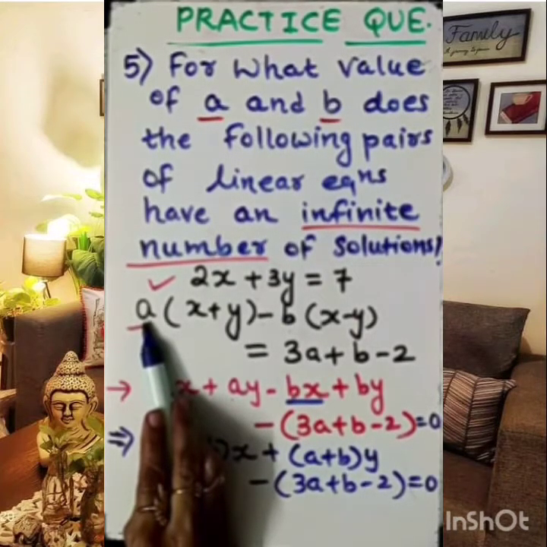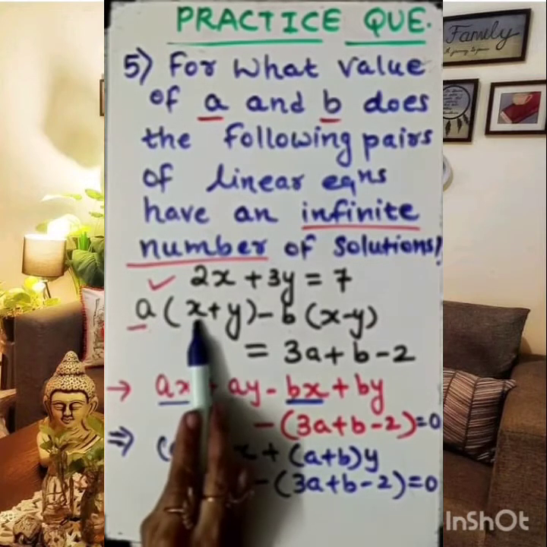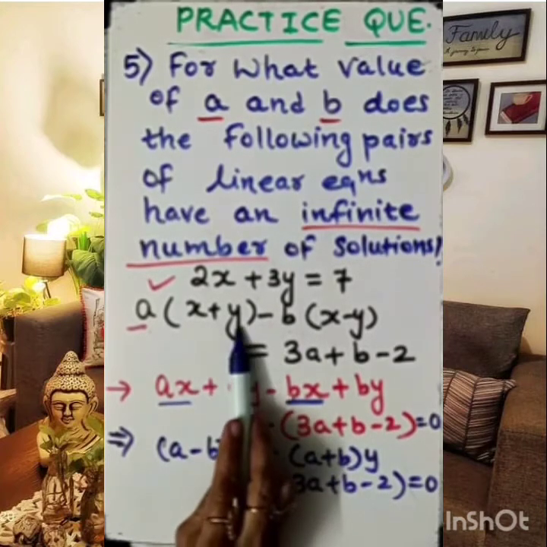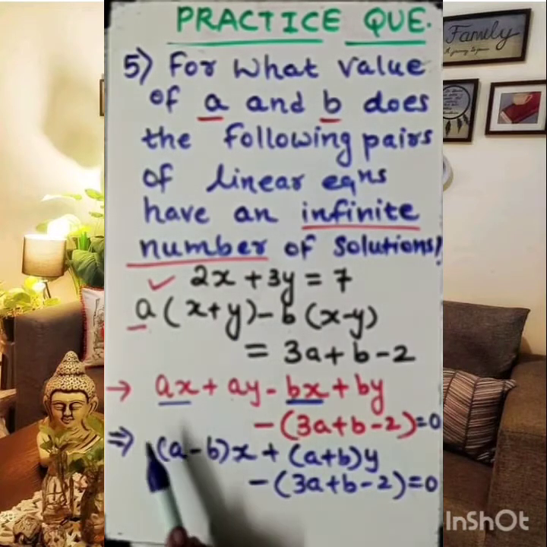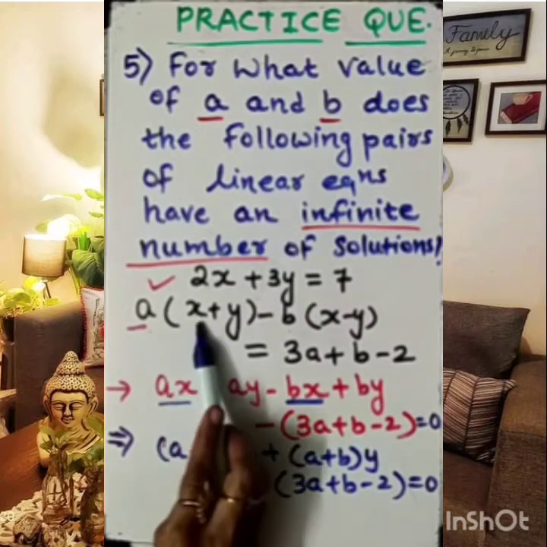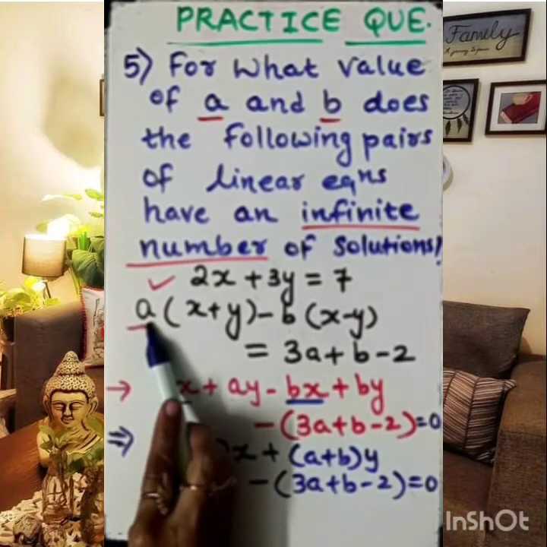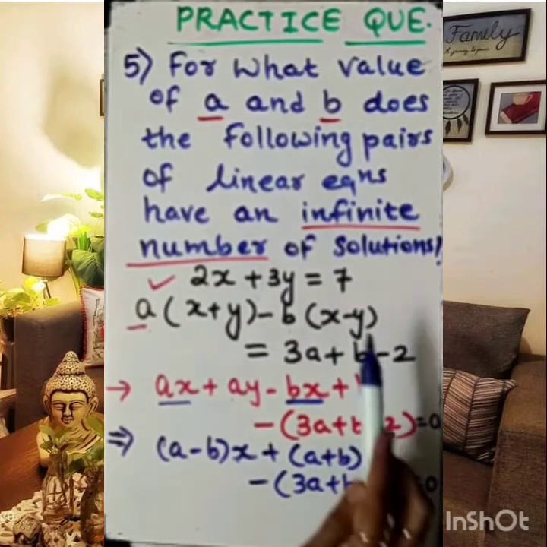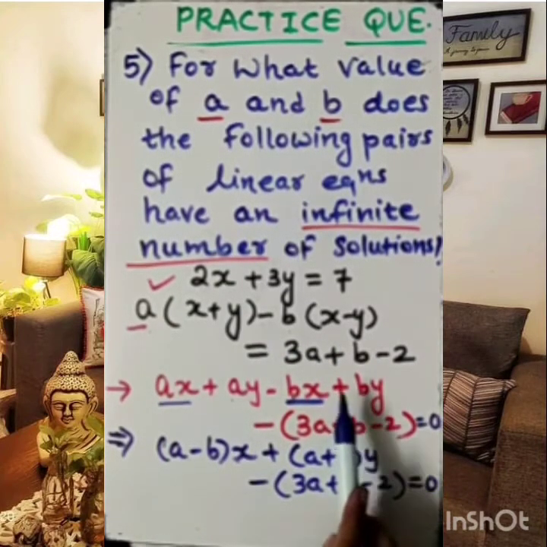Why am I simplifying? The reason is that I want to separate the x terms and the y terms. Keeping this in mind, I multiplied this whole bracket with a and this whole bracket with b. Here there is a minus sign, so the sign will change, and because of this minus sign this will become plus.